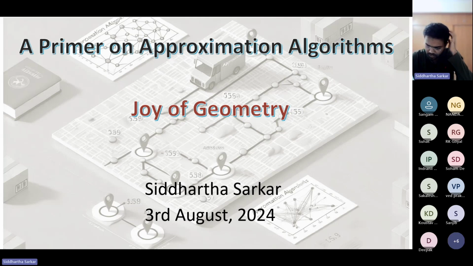So welcome to this talk on a primer on approximation algorithms. So in this talk, I'll try to give you an idea of what is the meaning of approximation and then what is the meaning of an algorithm, which is called an approximation algorithm. So I'll assume that you know what is an algorithm, and then we will see what is an approximation algorithm.